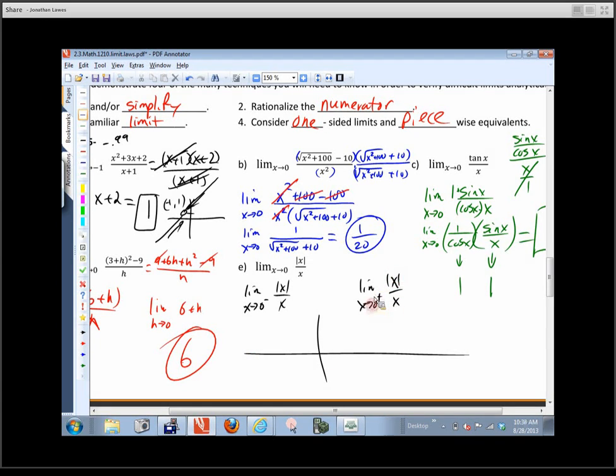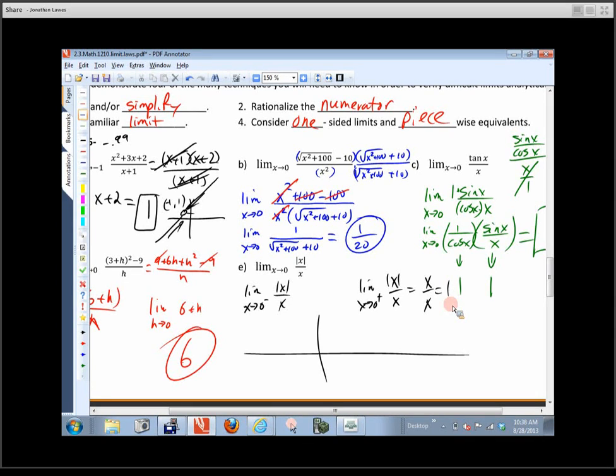Why is this one the easier one to do? Because they're both positive. What type of numbers are we plugging in if we're approaching 0 from the positive side? Positive numbers. If you take the absolute value of a positive, it's still positive. It's just x, right? So this is the same as x over x, which is 1.